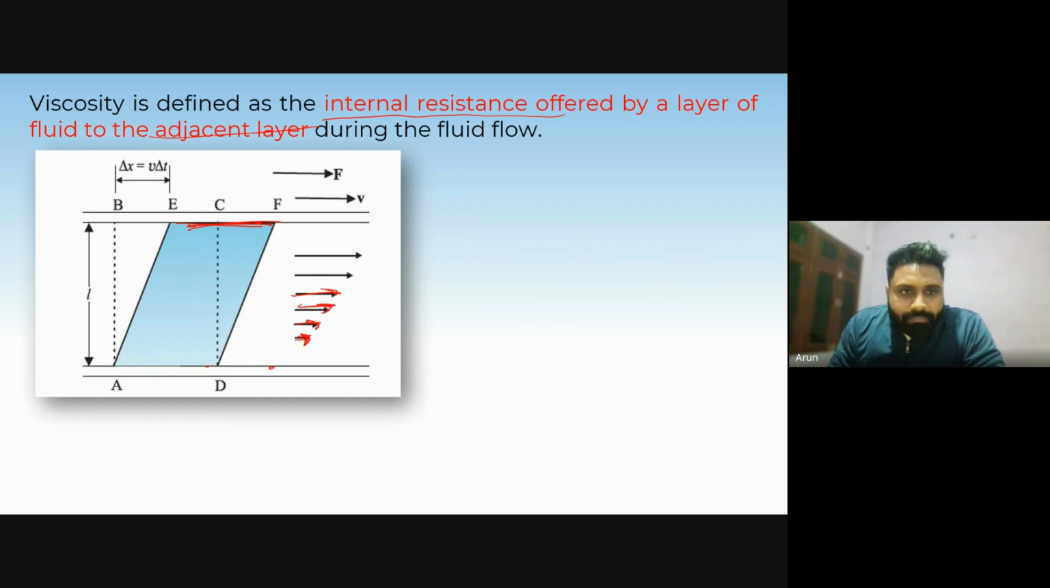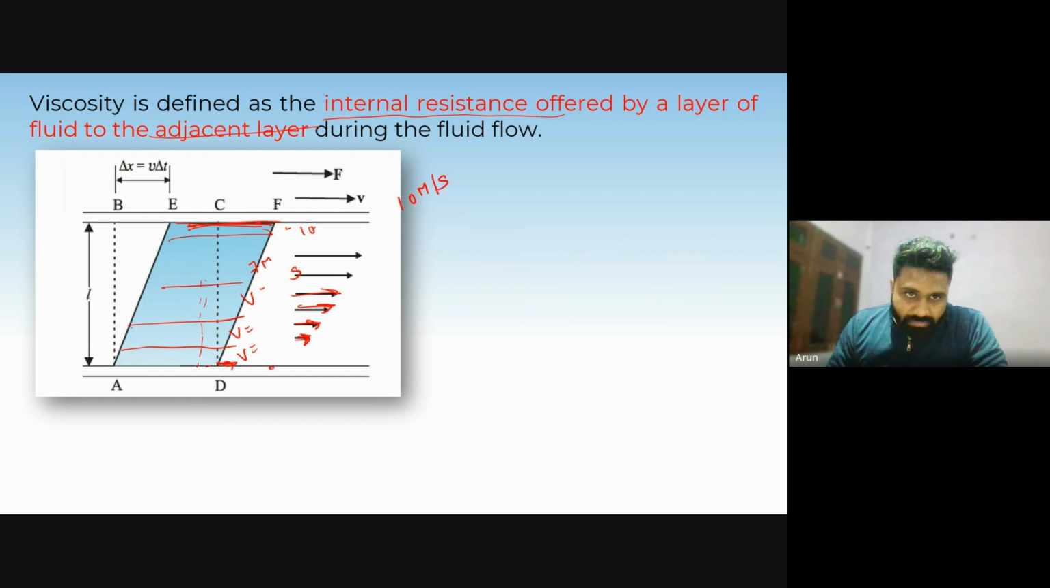As you move up, the speed will increase, because let's say here the velocity is zero and the whole liquid is moving with a velocity of 10 meter per second. So the adjacent layer has non-zero velocity, let's say 2 meter per second. Above this, v equals 5 meter per second. Okay, then 7 and so on up to 10.